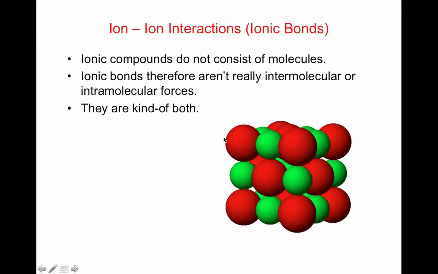The reason ionic compounds are solids is because they have these strong ionic interactions. And so I may ask you what types of intermolecular forces exist in an ionic compound, and the answer that I would give for those is that they have ion-ion interactions, or we could just say the ionic bonds are basically intermolecular forces.